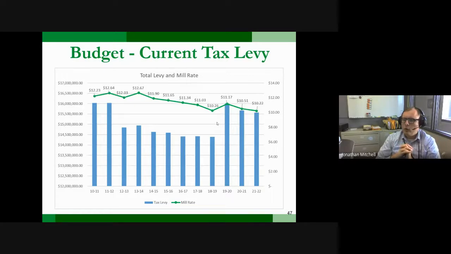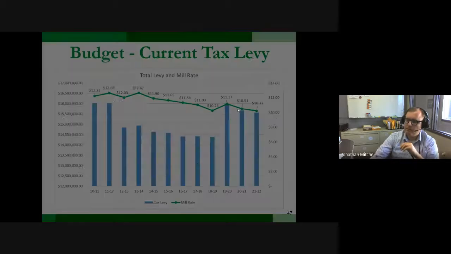Then total tax levy, the blue bars, and total mill rate. So we see that we've had a stable to declining mill rate within the school district. The latest in 21-22 being $10.22. Right now, we are talking about a tax levy decrease of 2.5%, and we will be able to project the mill rate as we get updated property valuation within the community.